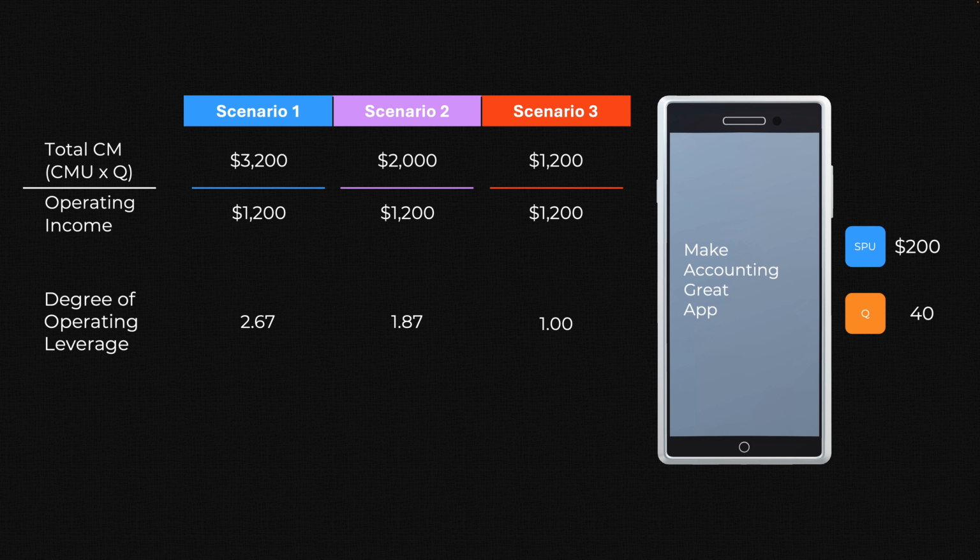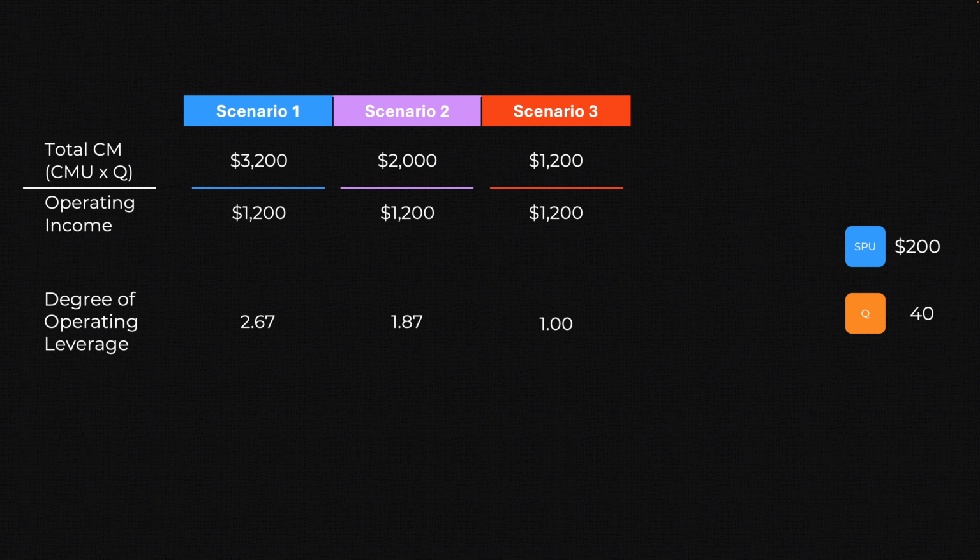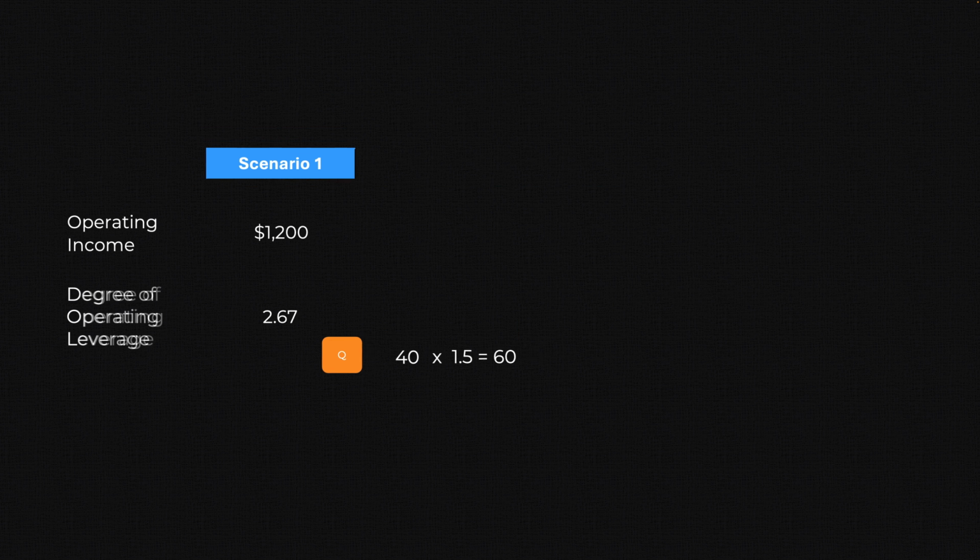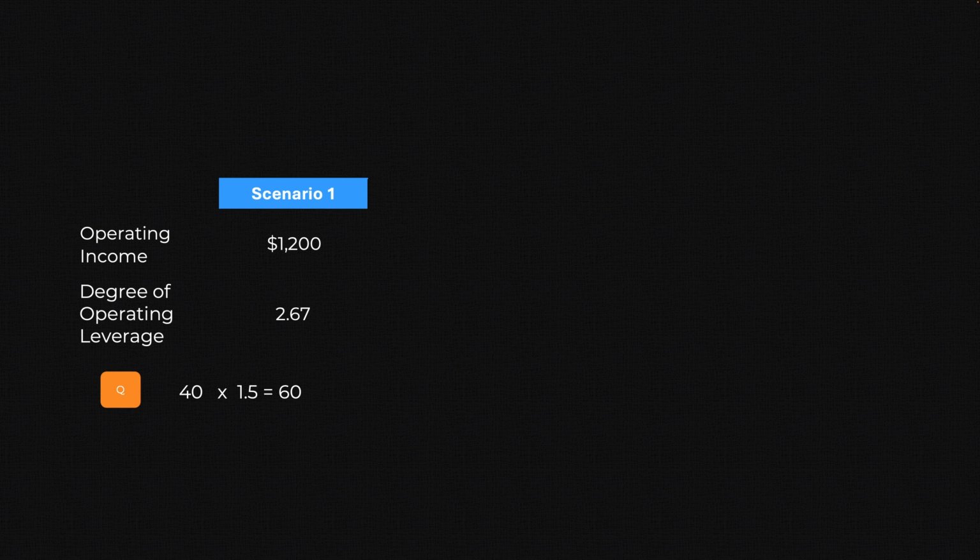With that in mind, let's make a change to the quantity and actually utilize the degree of operating leverage number. Right now, the quantity is at 40. Let's get that out of the way, and let's change the quantity and increase it by 50%. 40 times 1.5, or a 50% increase, will equal 60 units. Isolate scenario 1, and we'll go ahead and use the degree of operating leverage to try to determine quickly what the new operating income would be going from 40 to 60 units.